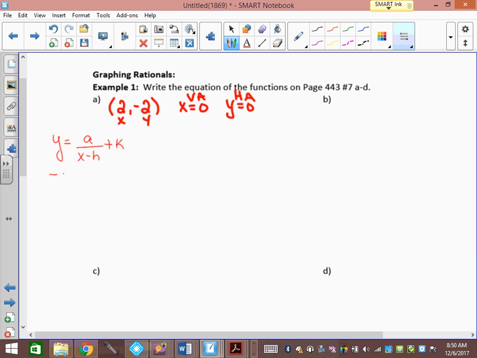Okay, so we know y. y is -2. We don't know a. That we have to find. That's our stretch factor, and we can't forget to find it. Remember quadratics, when you always have to find the a, you always have to find the stretch factor, that a value in front of your quadratic every single time. It's the same thing. You have to do it for all of these equations.